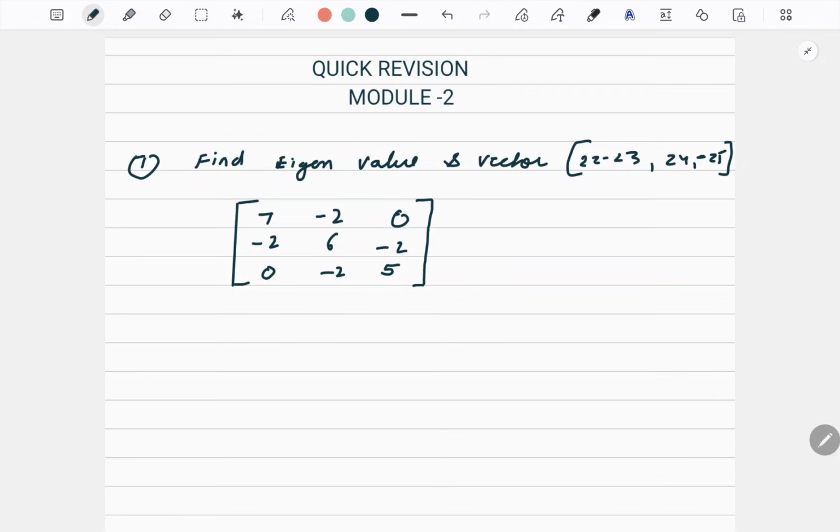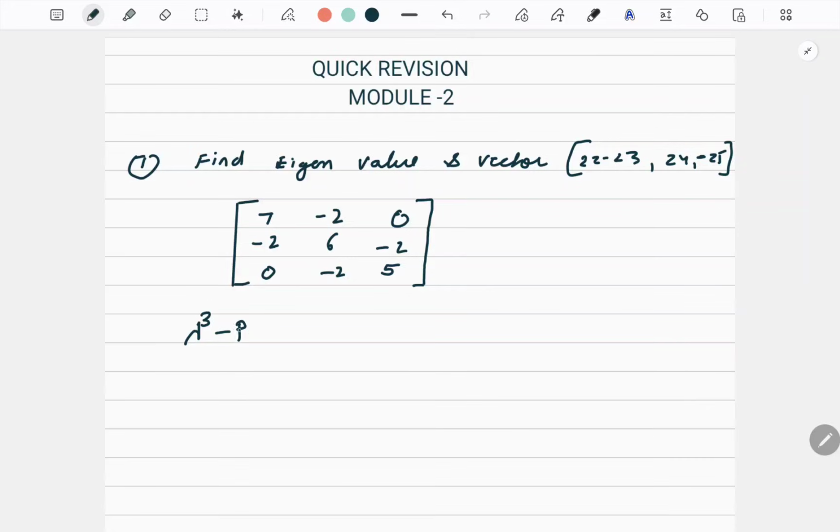Now, there are two ways to find the eigenvalue. One is the basic definition, where you write the diagonal elements as the element minus lambda, find the determinant, and get the characteristic equation. The other is a direct formula method. So let's go for the direct formula method. What is my direct formula method?